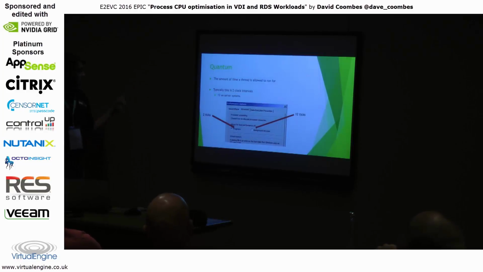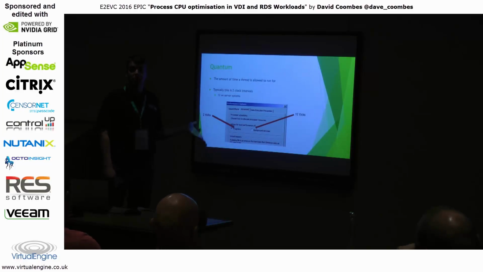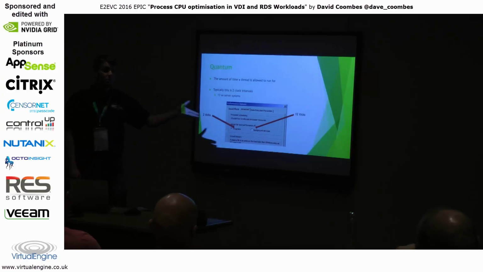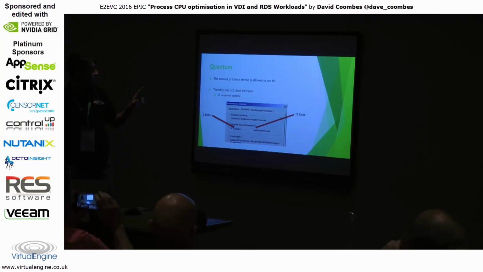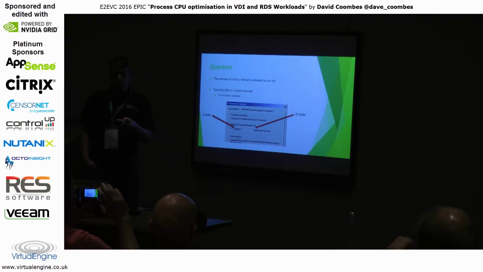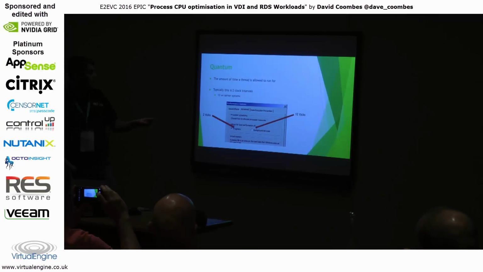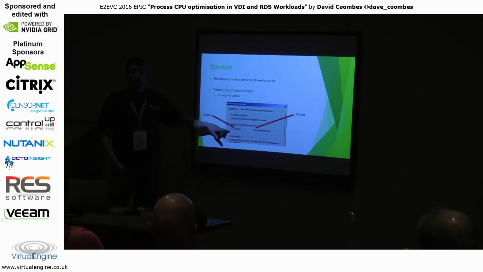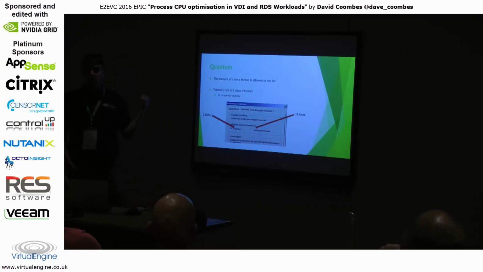If you've ever wondered what this dial does, it's exactly that. It switches between the 2 quantums and the 12 quantums that your threads can run for. Installing RDS, I think as of 2008 R2, sets this for you when you install that role. So you install server, you check its background services, you add the role, it flips it for you. If you check this on any client operating system, it will already be set to programs.